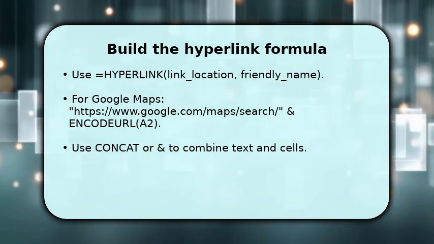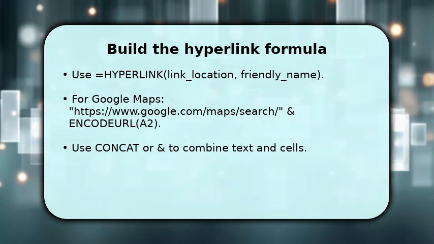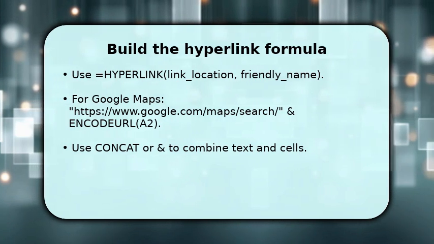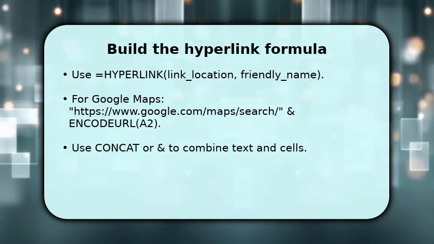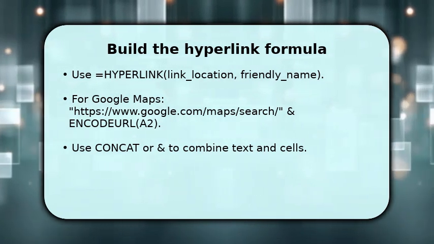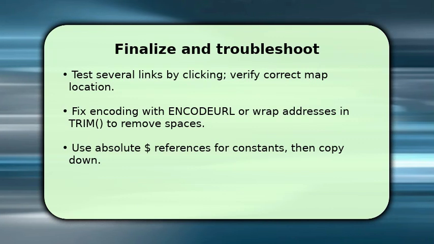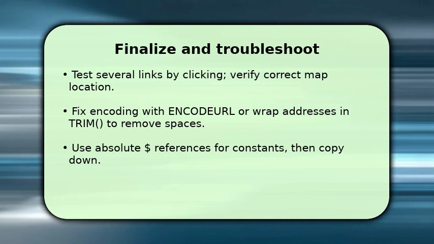Finish by testing multiple links. Click to confirm the map opens at the intended spot. If links break, check for extra spaces, wrap address cells with TRIM, or use ENCODEURL to handle special characters. Make sure any static parts of the formula use $ for absolute references before copying.